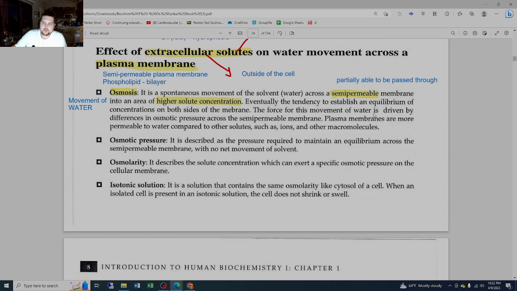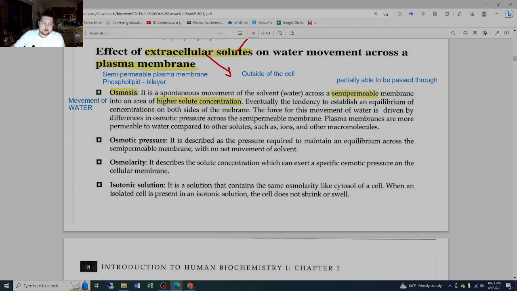So the force for this movement of water is driven by differences in osmotic pressure across the semi-permeable membrane. We'll get to osmotic pressure in a minute. And plasma membranes are more permeable to water compared to other solutes, such as ions and other macromolecules. Macromolecules, we're talking about things like our carbohydrates, like glucose, our proteins, as well as our fats, our lipids. And we'll get into those.